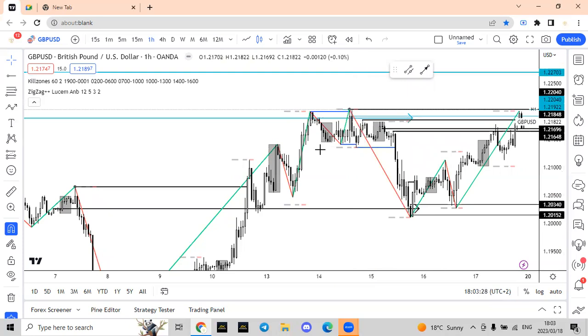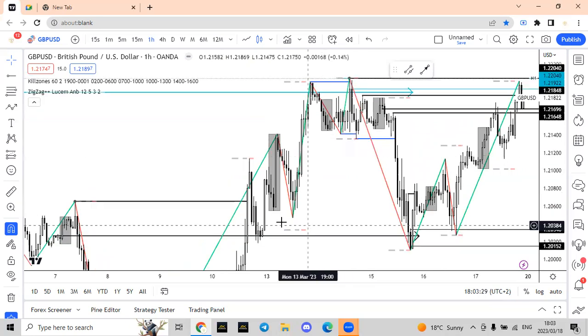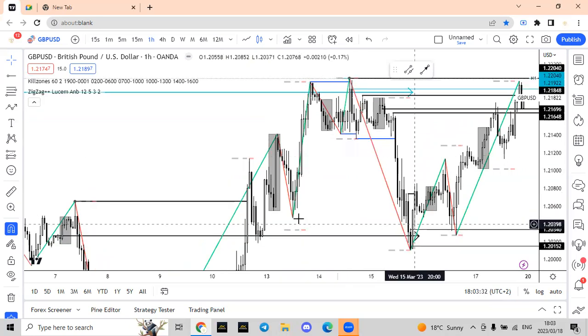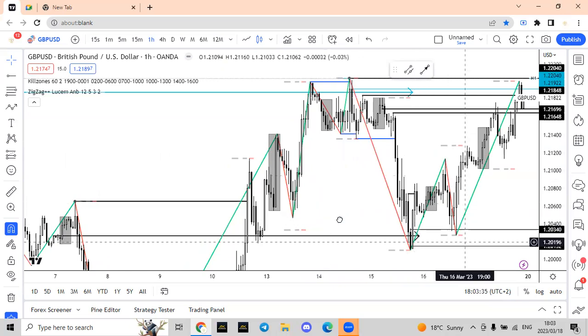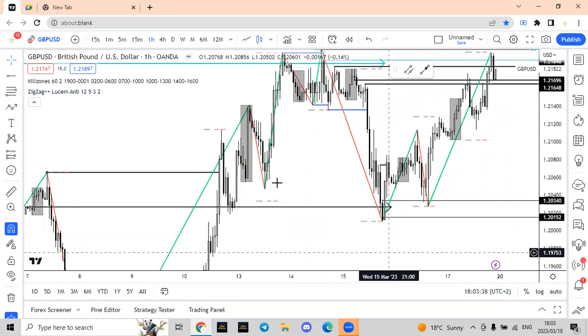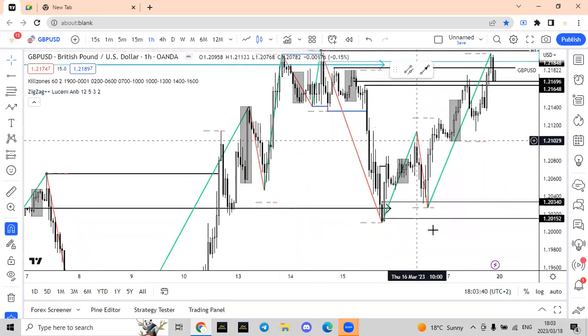So if here this liquidity got taken out, and this transaction went all the way down here, it would have created that setup that we are looking for.